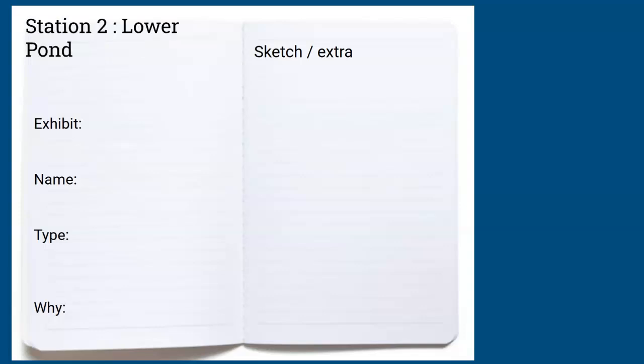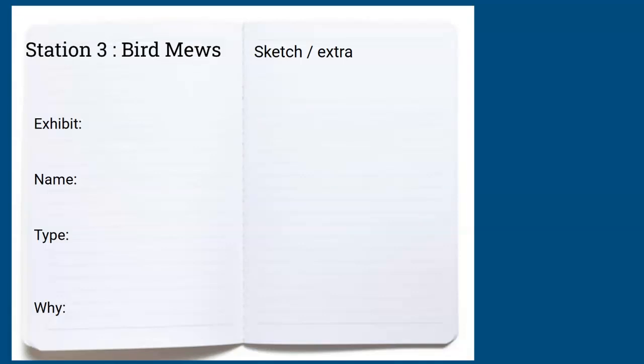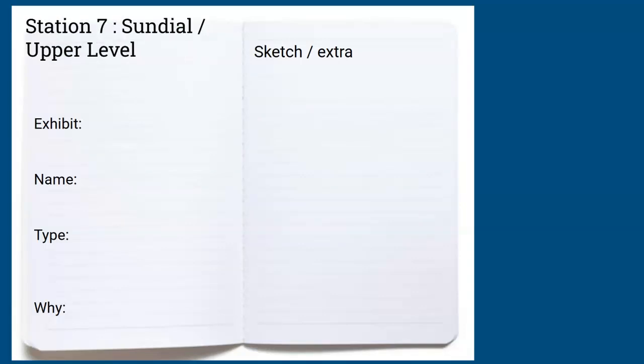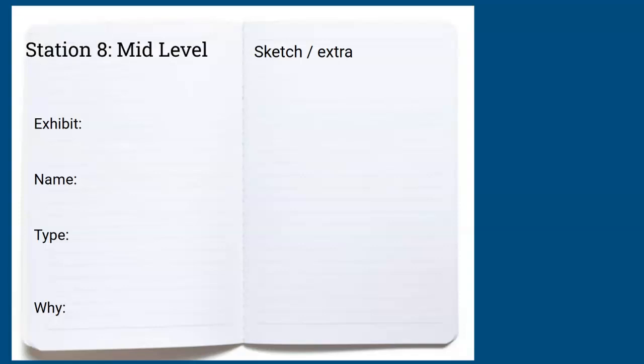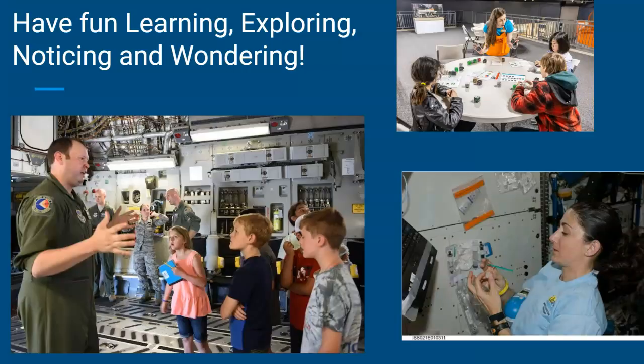Station 2, lower pond, same. I'm going to run through these, and then you're going to set them up. Station 3, bird muse. Station 4, wildcat station. 5, upper pond. 6, Avery again. 7, sundial and the upper level of the museum. 8, the mid-level of the museum. 9, the lower level of the museum. Have fun learning, exploring, noticing, and wondering.